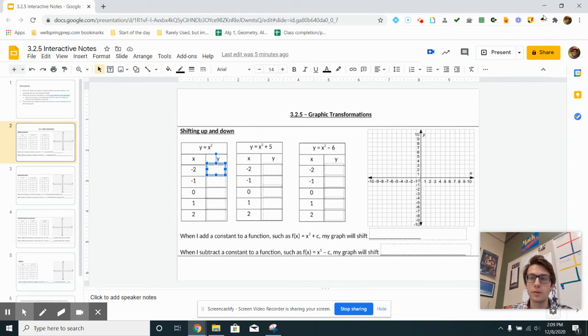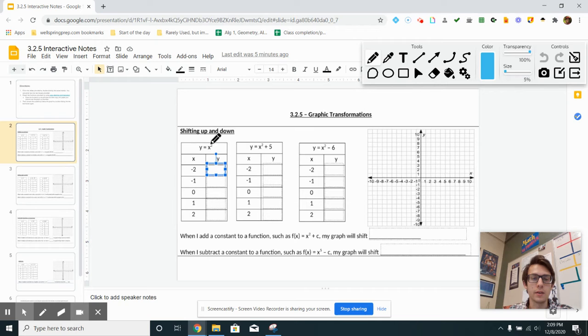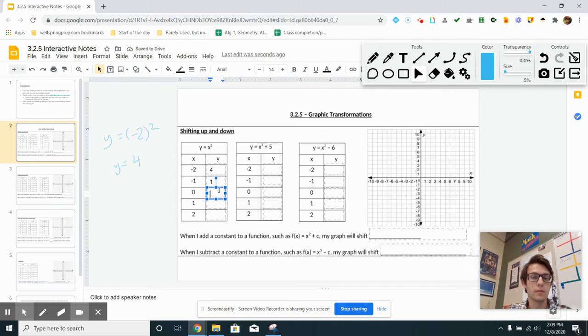For example, we have y equals x squared. It's saying what's y when x is negative 2. So we plug in negative 2 for x. Negative 2 squared, or negative 2 times negative 2, is 4. So we get 4 for y. Then we do the same thing. Plug in negative 1, you should get 1. Plug in 0, y equals 0 squared is 0. Plug in 1, y equals 1 squared is 1. Plug in 2, 2 squared is 4.